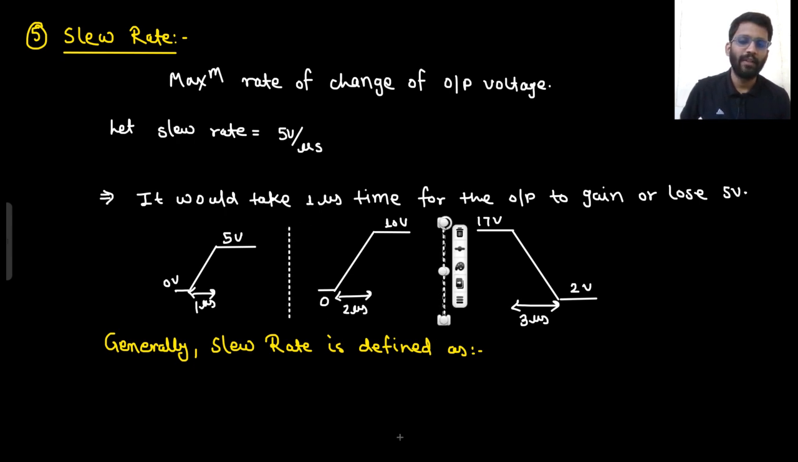Isn't it the slope only? So slew rate, what is the slope here? 5 volt divided by 1 microsecond. What is the slope here? 10 volt divided by 2 microseconds. It is also 5 volt per microsecond. What is the slope? 5 volt divided by 1 microsecond. This is the slope.